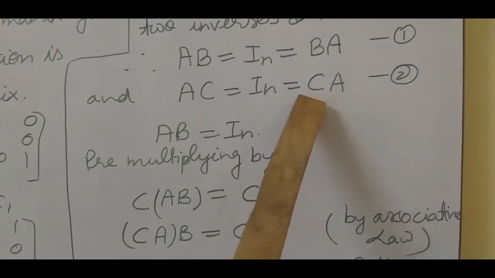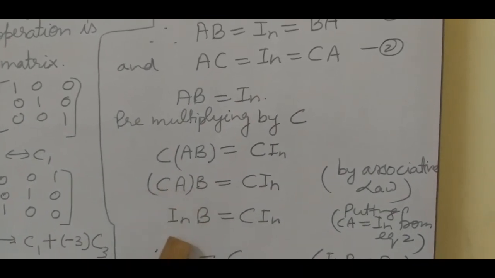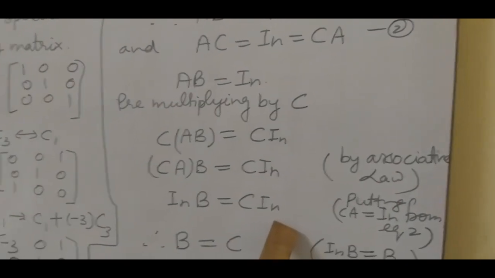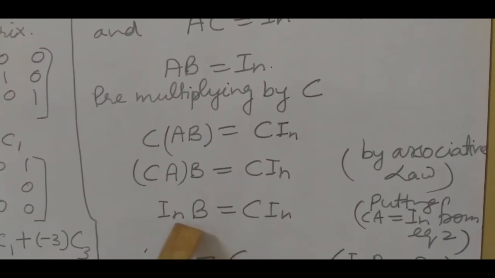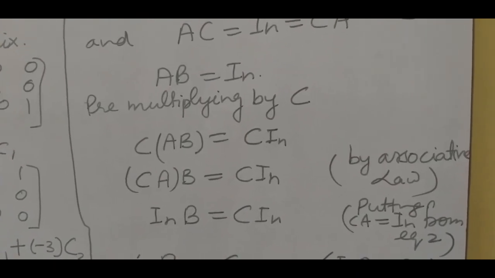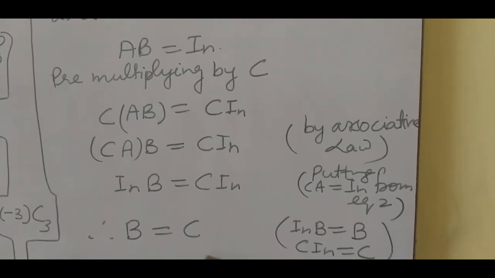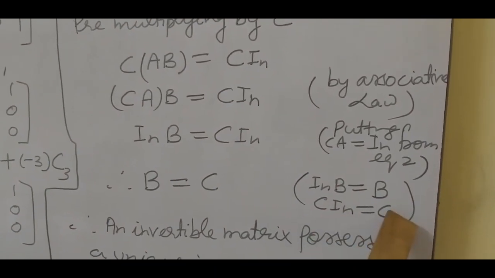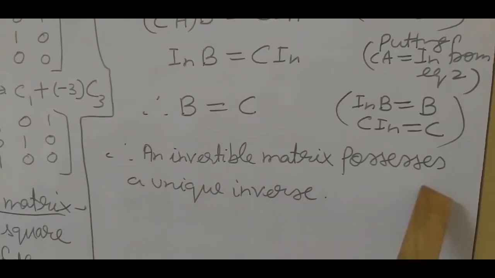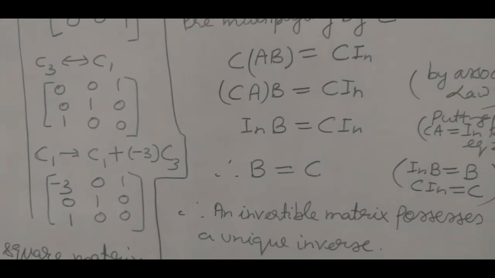You can see, students, here from equation 2 we can put the value of CA. CA equals In. So at the place of CA we can write In. InB equals CIn. Students, we know that when a matrix is multiplied with the identity matrix, their product is the matrix itself. So InB equals B, and CIn equals C. So B equals C. So an invertible matrix possesses a unique inverse. Okay students, have a nice day.